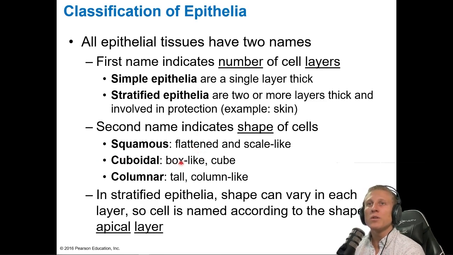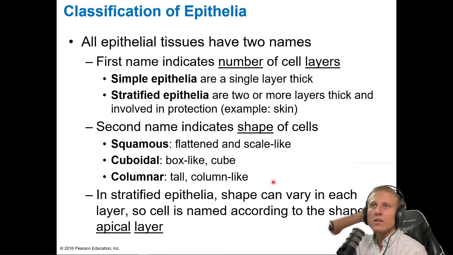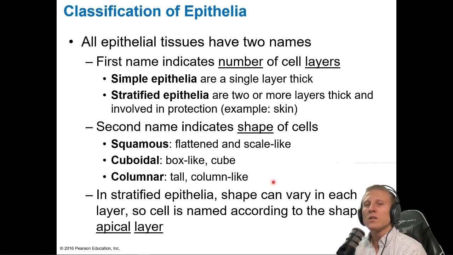Next, we have cuboidal, which are relatively round or cube-shaped, as we will see. We'll see that most evidently in the inside of the kidney glomeruli later on a histological slide. We'll also note that the nuclei of these cells are relatively round as well. And then we have columnar, which are fairly rectangularly shaped and have slightly elongated nuclei. Again, this will all make more sense as we look at it.